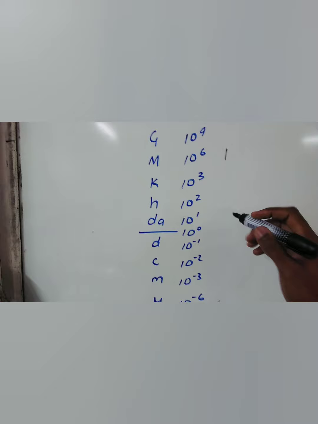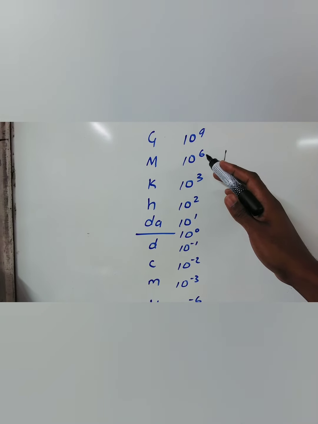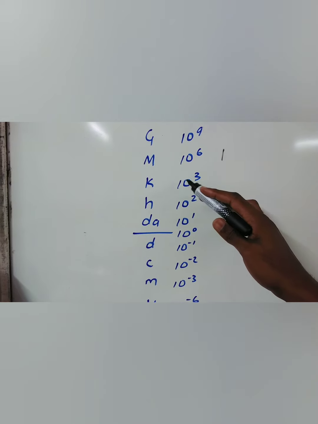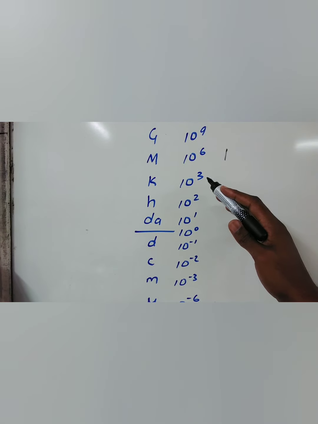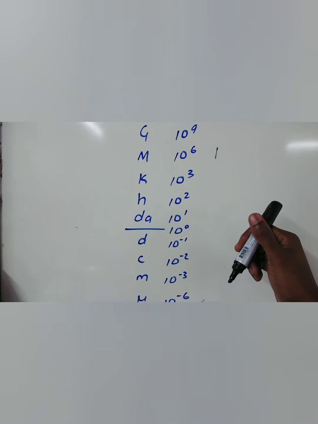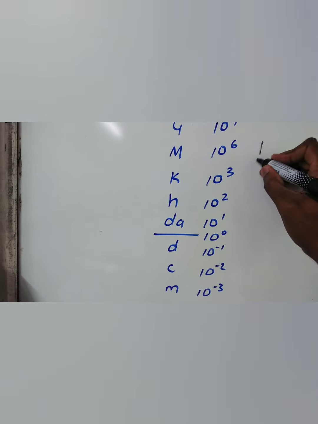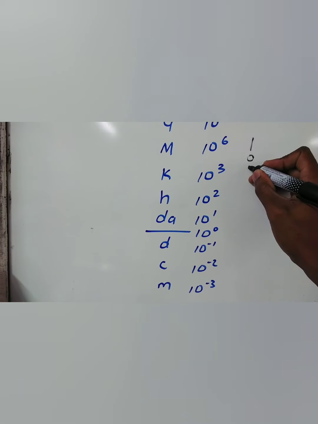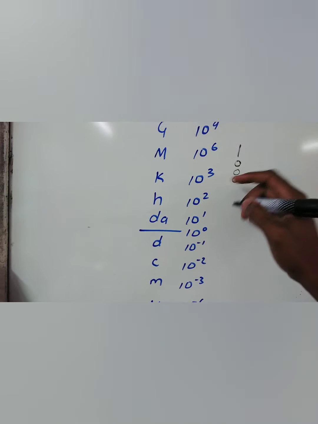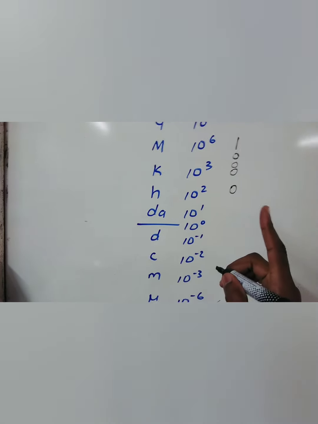Now, take a keen look at the exponent values. You notice mega is 10 to the 6. Next in line is kilo, which is 10 to the third. Now remember, whenever you're moving 3 places, you add 3 zeros. So from 6 to 3, 1, 2, 3 zeros. From 3 to 2, only 1 0, because that is only one place.